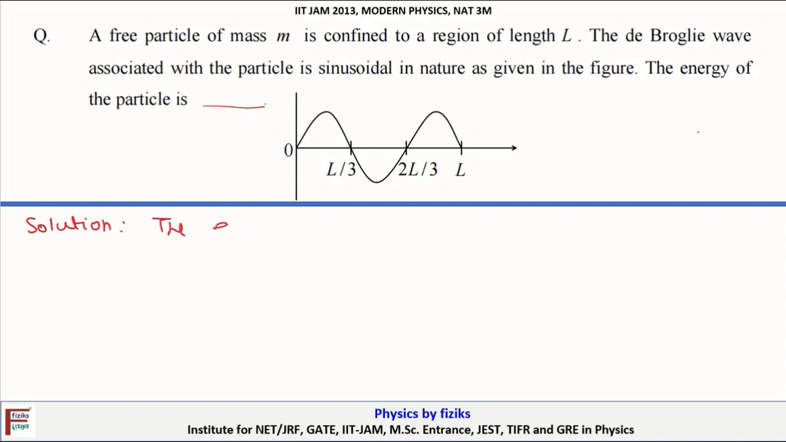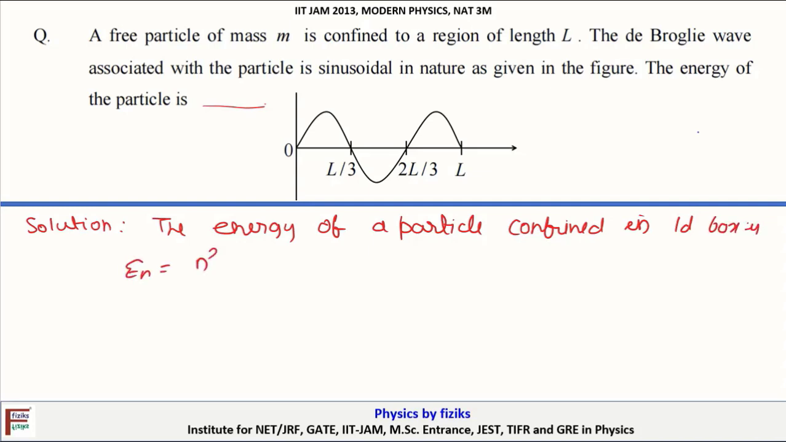The energy of a particle confined in a 1D box is E_n = n² π² ħ² / 2mL². Now we have to determine what is the value of n from this wave.